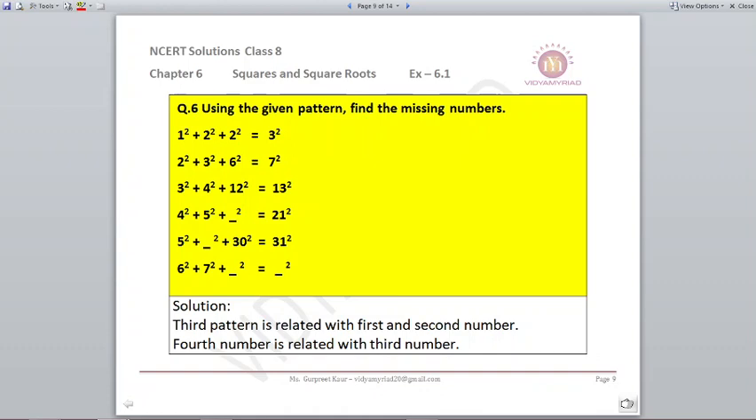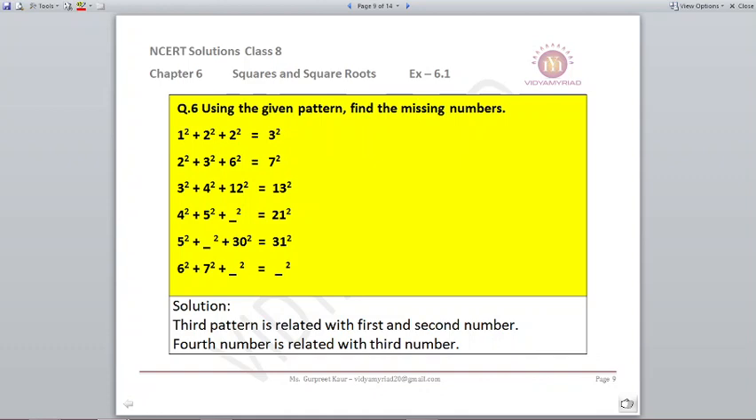Now let us look at the right hand side of the equal to sign. For the first case, you have 3 square. How did you get 3 square? Next is 7 square, 13 square. We are just adding 1 to the third number. So my third number was 2 square. So that means I did 2 square plus 1 square. I got 3 square.